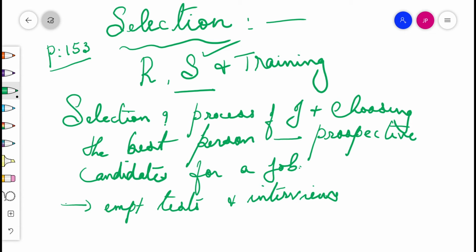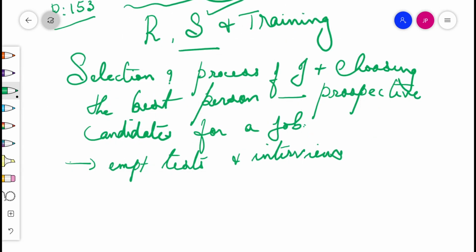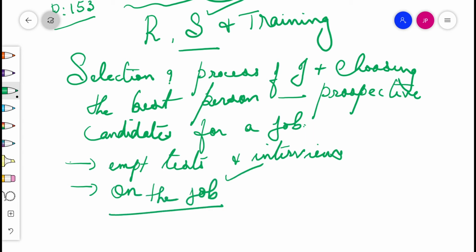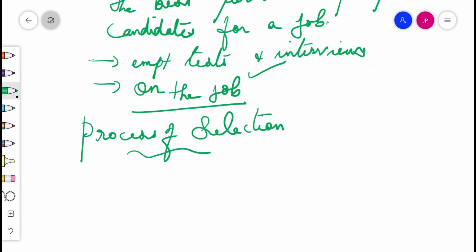It is so because the process of selection, like any other managerial decision, involves judgment about the performance potential of the candidate. Effectiveness of the selection process would ultimately be tested in terms of on the job performance of the chosen person. Process of selection. What are the steps involved in the process of selection? First point is preliminary screening.